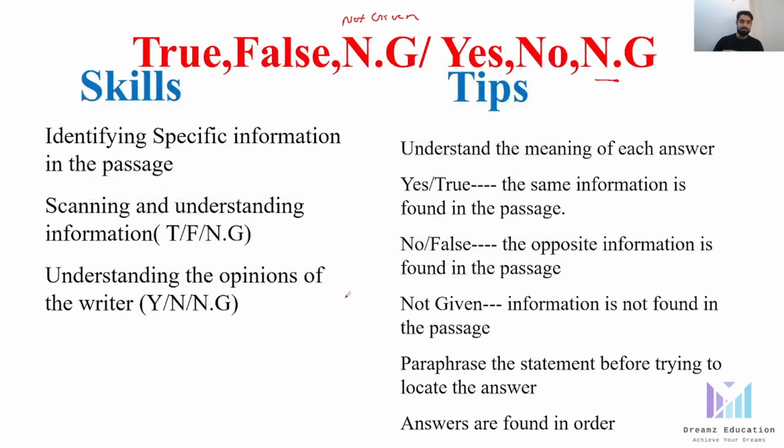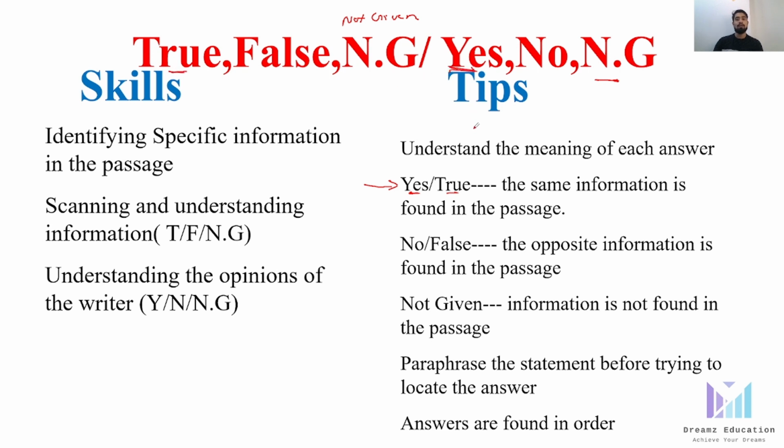Now how to deal with it? So now the condition for true is here. True and Yes conditions are similar. Like I said, True, False, Not Given is asked when they are talking about facts, and Yes, No, Not Given is asked when they are talking about opinions. But how to identify the answers? We have to follow certain conditions, and those conditions are similar for True and Yes.